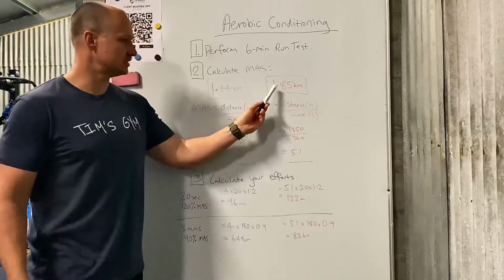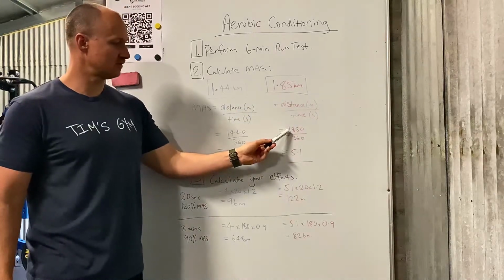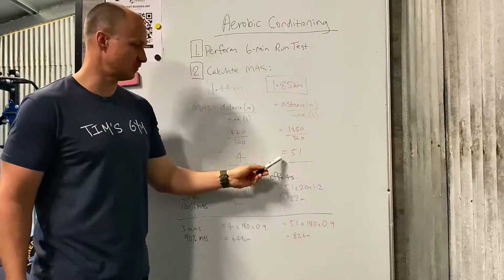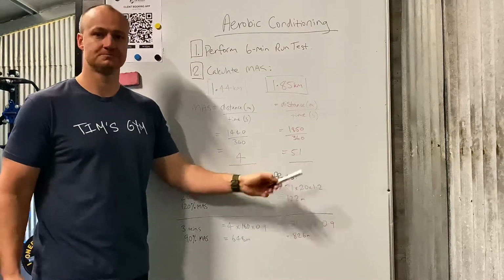In this example, we take our distance, 1,850 meters, and divide that by the 360 seconds, and we get an MAS of 5.1.